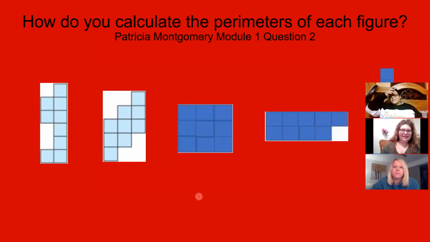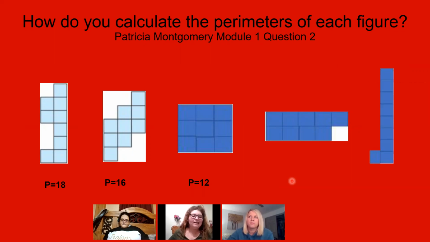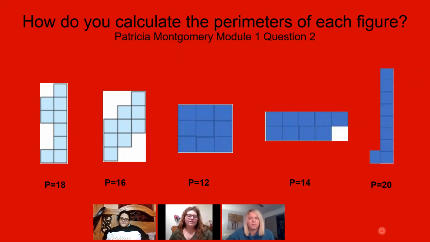Hey, Patricia, how do you calculate the perimeters of each of these figures? So basically we're going to do what you just did with us. The perimeter is just all the sides added up, and it told us that they were all 1 for each side. So we're just going to go through and count those up and see what we got. For the first one, we got 18 all the way around it. And then we got 16, 12, 14, and then 20. Awesome. I like that you did different figures because this looks like it's more than 16 to me compared to the other figure. So it's very good. Yeah, I think so too.